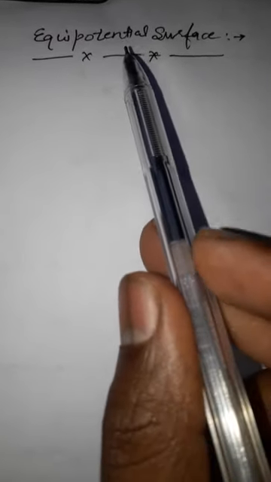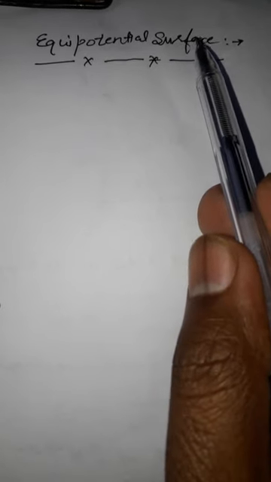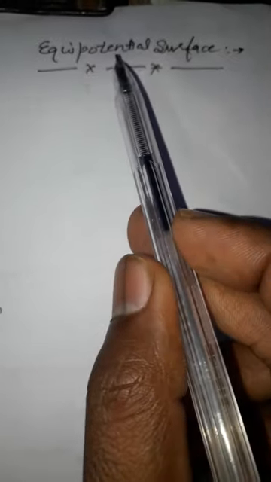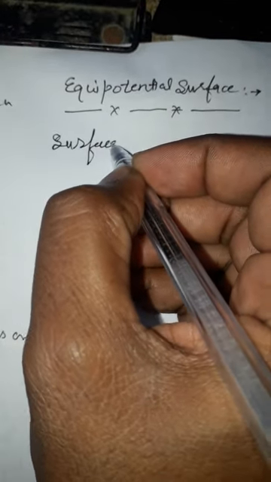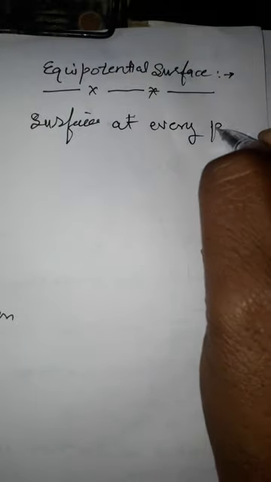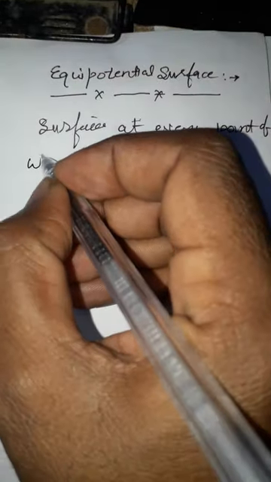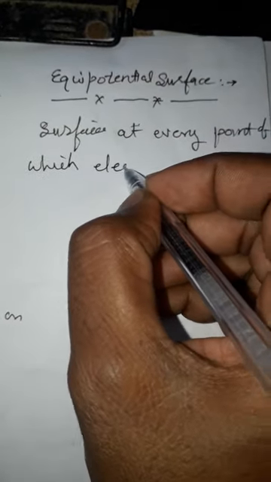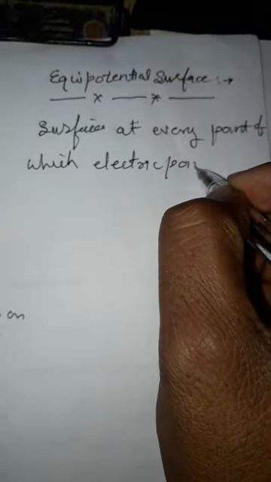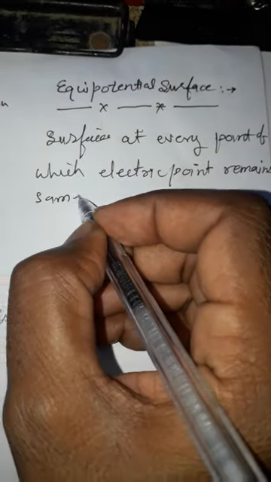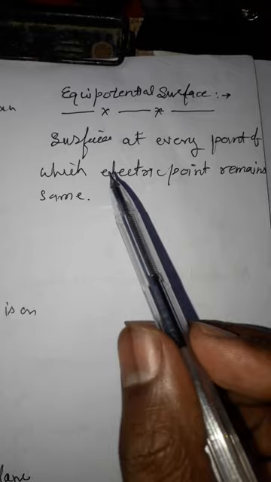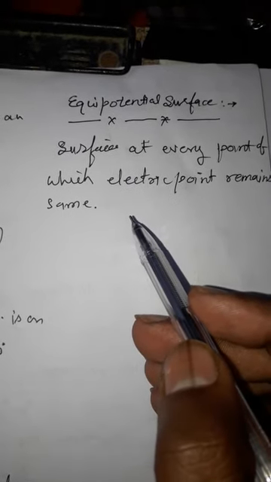As is clear from its name, it is a surface having equal potential everywhere. So an equipotential surface is a surface at every point of which the electrostatic potential remains the same. Then this surface is called an equipotential surface.